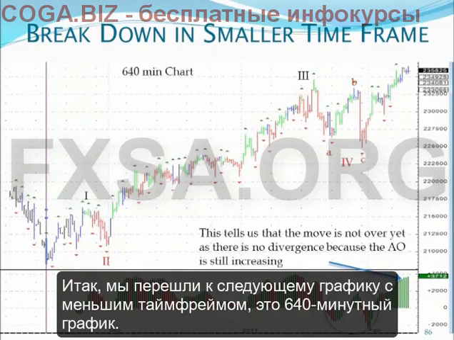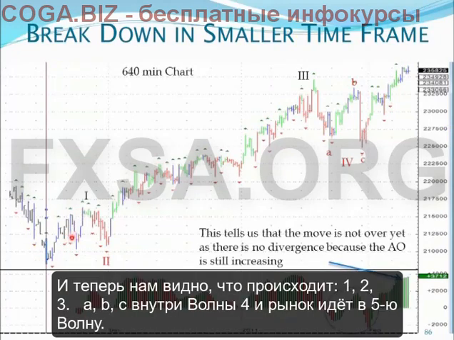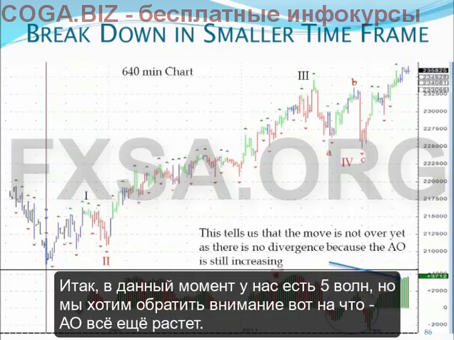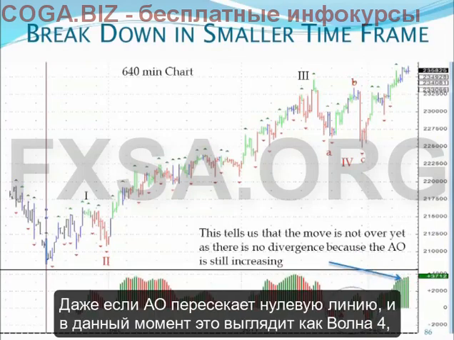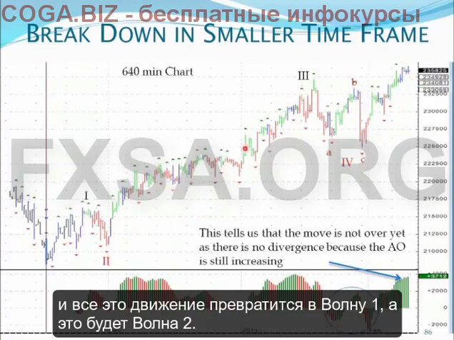So we go to the next chart, which is a smaller time frame, 640-minute chart, and we can see from this point here, this is where that same low was on the previous chart, and we get to see what's happening. 1, 2, 3, A, B, C of 4, going for 5. So at this time, we have 5 waves, but what we're noticing here, and what we want to point out, is the AO is still increasing. So even though this crossed the zero line and looks like our wave 4 now, it could be that this is going to continue on, make a higher AO peak, and this all turns into wave 1.